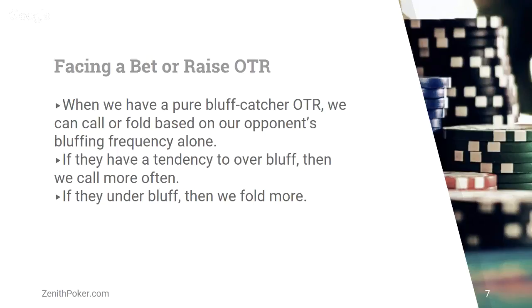So I have a question here. If we know they under bluff, does it mean that we should fold our entire bluff catchers? Well, you should fold all of your pure bluff catchers. There are some bluff catchers which beat their value range, which will be plus EV to call in GTO, and some of the weaker ones might be 0 EV against an opponent who under bluffs.